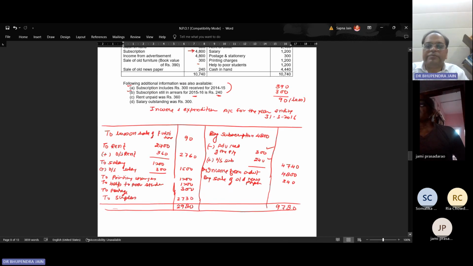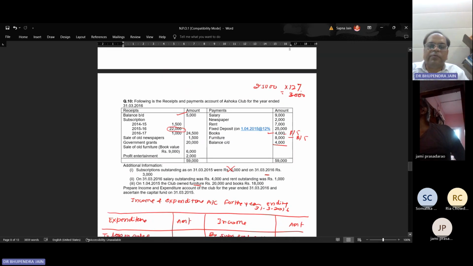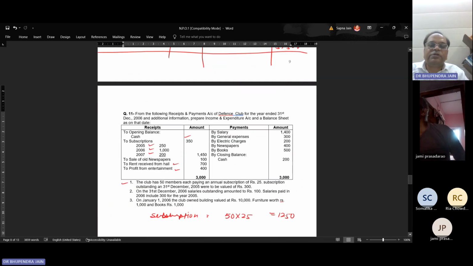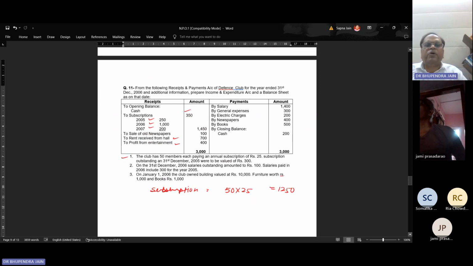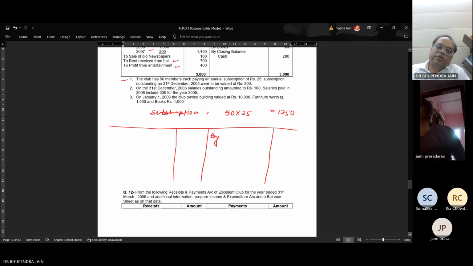यहाँ क्या दिया है देखें जरा बेटा. If number of members is given, subscription amount per member is given, so no need to pick the amount from the receipts and payment account. How much total subscription received? 1250. क्या बनेगा बेटा, income expenditure account. मैं लिख नहीं रहा हूं, जल्दी से बना देता हूं. By subscription 1250.